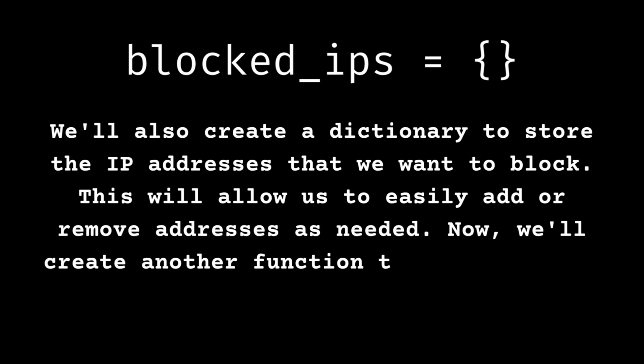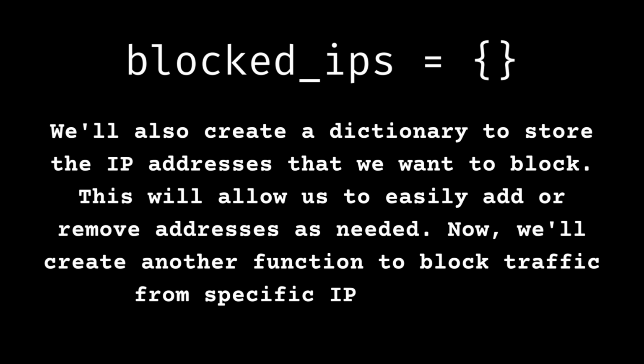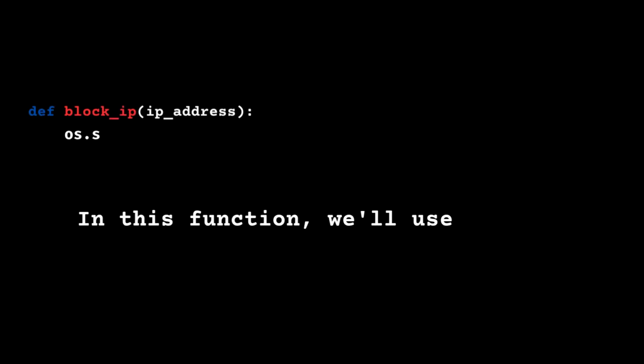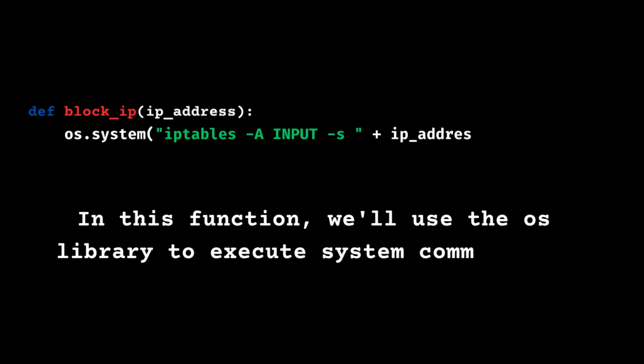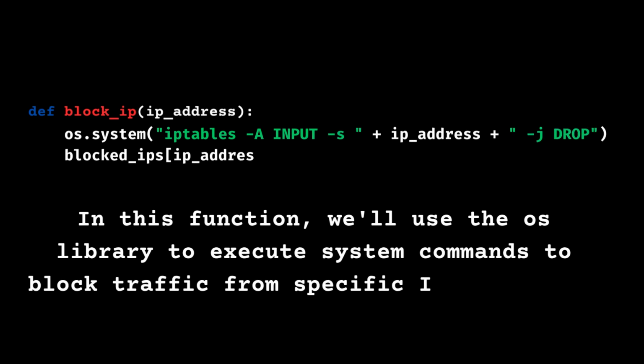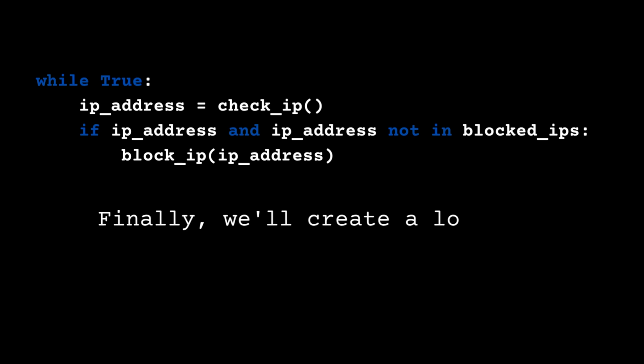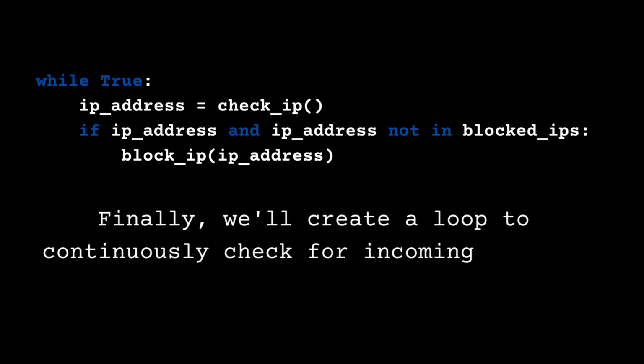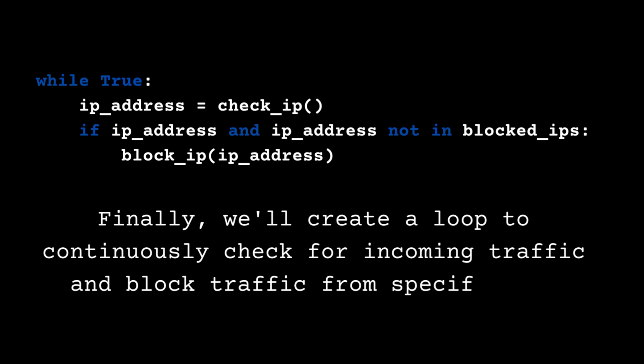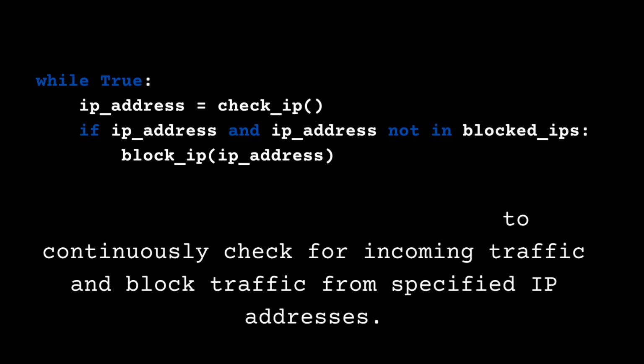Now, we'll create another function to block traffic from specific IP addresses. In this function, we'll use the os library to execute system commands to block traffic from specific IP addresses. Finally, we'll create a loop to continuously check for incoming traffic and block traffic from specified IP addresses.